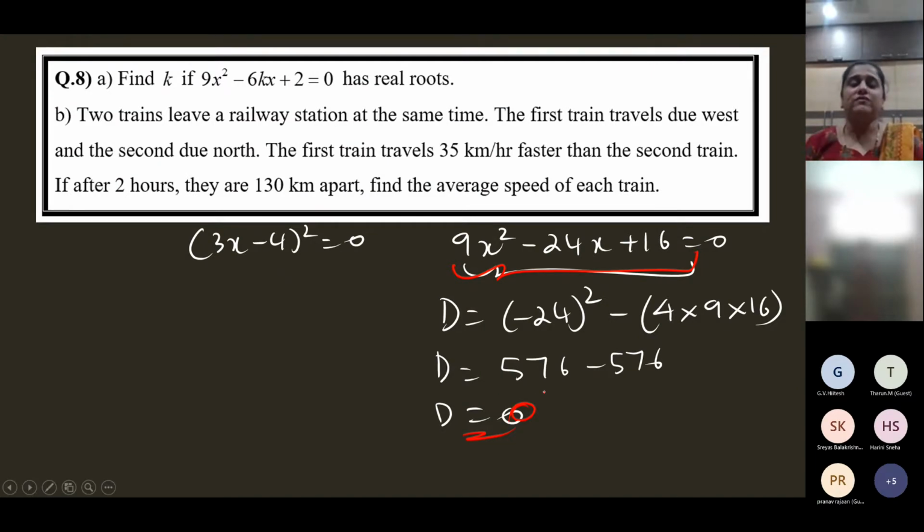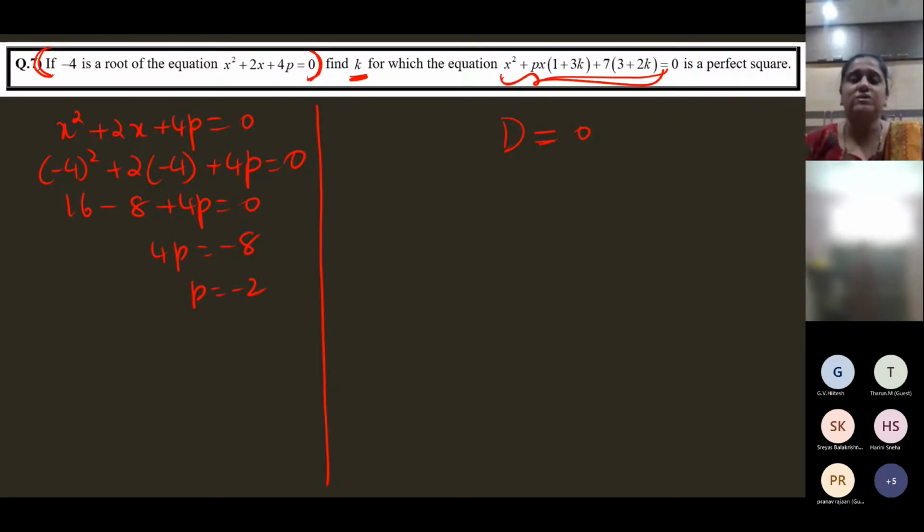Okay, so when you take a quadratic equation which is a perfect square and find the value of D, it will always be 0. So that is the condition. When the quadratic equation is a perfect square, the value of D is 0. To find the value of K, you need to work with some condition.